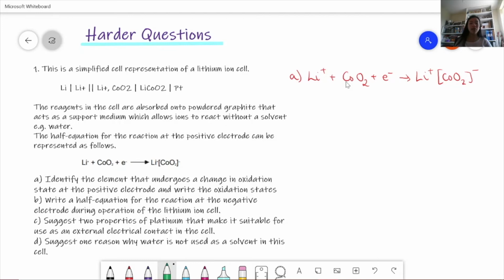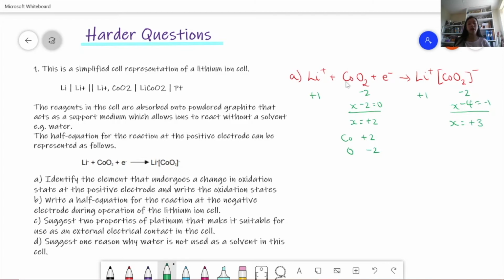So we have Li plus, which is plus 1, and then for CoO2 we have minus 2, and that has to equal 0. So X equals plus 2. So we have Co as plus 2 and oxygen as minus 2. And then here we have Li is still plus 1, and then now we have CoO2 minus, so that's minus 2, minus 4.